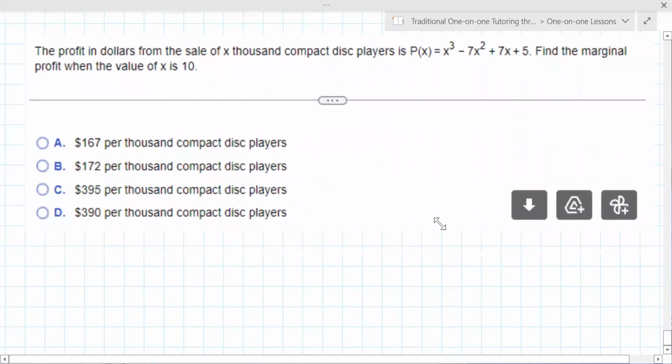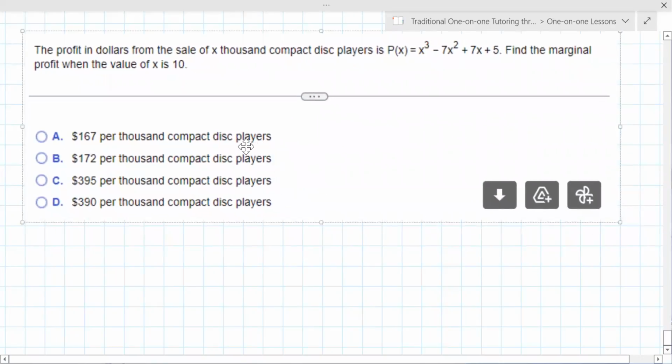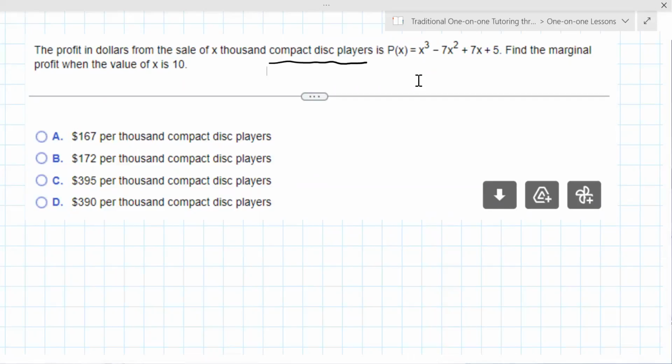All right, the profit in dollars from the sale of x thousand compact disc players. Wow, old. I actually don't have any CDs anymore. I don't know about you. I guess a few DVDs. Well, there's a parallel question that asks about DVD players here.